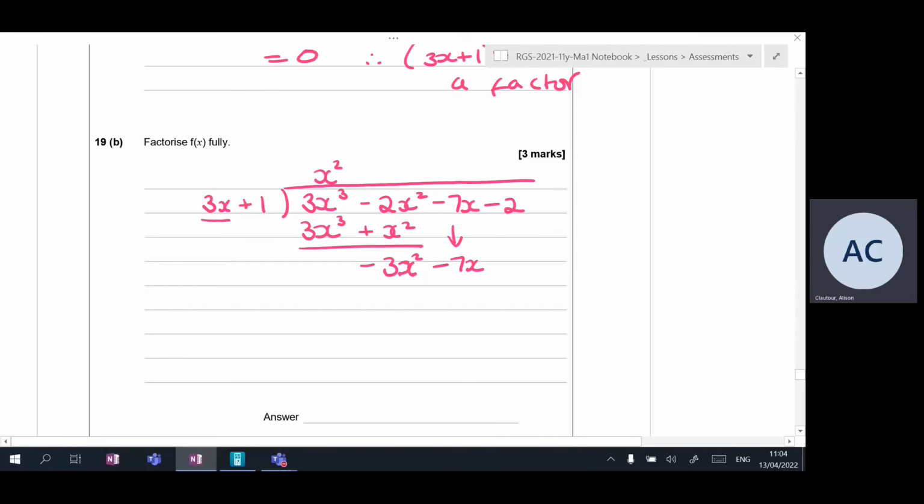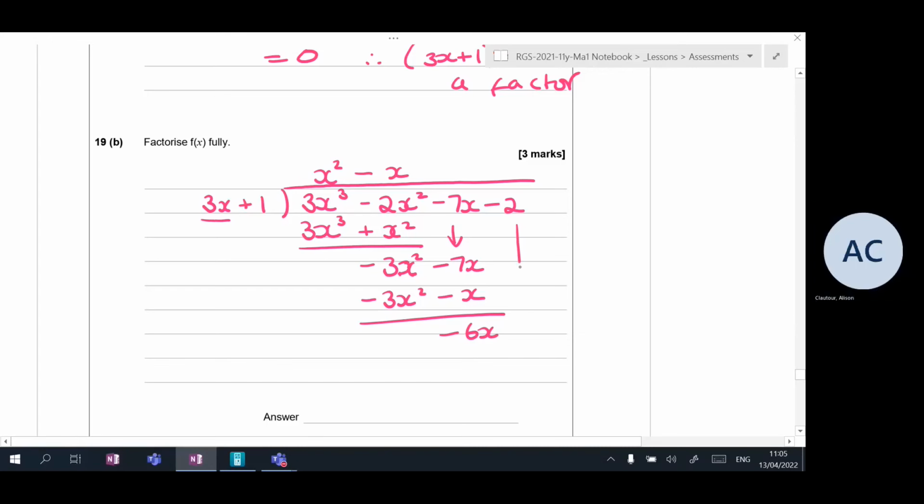So how many times does 3x go into minus 3x squared? So I've got the 3, I need to multiply it by a minus and another x. Then I'm going to multiply minus x by 3x plus 1. Give me minus 3x squared minus x. I'm then going to subtract to find the remainder. So minus 7x minus minus x gives me minus 6x. And bring down the last term.